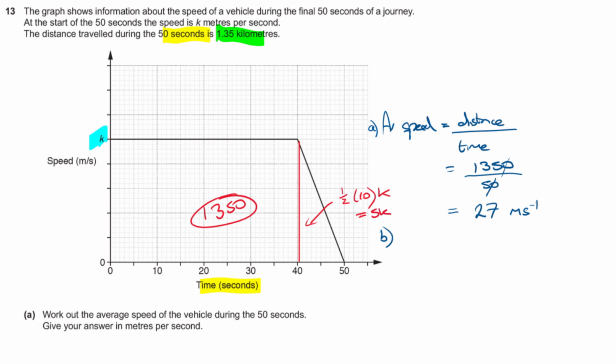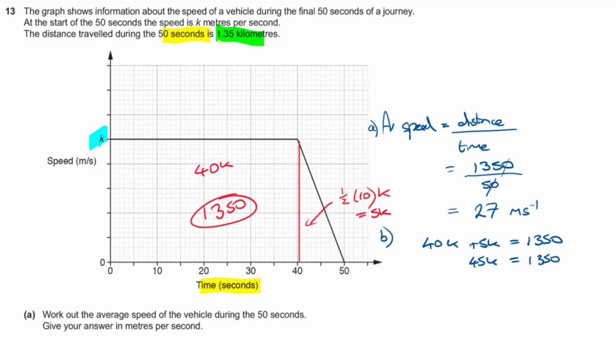And the rectangular part is just base times height, or length times width. So the base there is 40 and the height is k, so this is going to be 40k. Okay, so altogether then our total area is going to be my 40k plus my 5k, and that is equal to 1,350 meters. Okay, so 40k plus 5k, that's 45k.